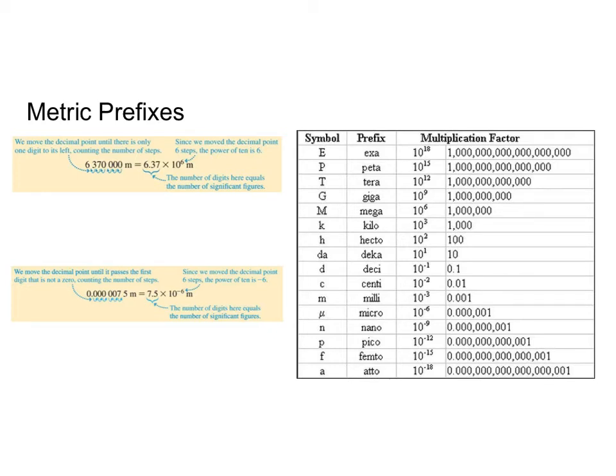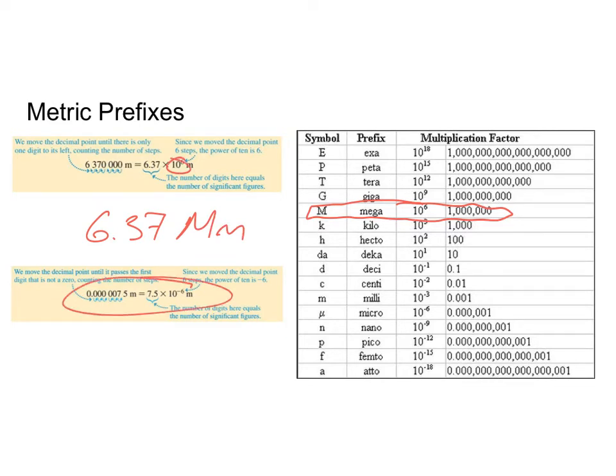6.37 times 10 to the 6 meters. Well, that's simple. If I go to my table, and this table is provided on your AP Physics 1 formula sheet, it's not expected to be memorized, but most of you probably have that already. That's 6.37 megameters. 6.37 times 10 to the 6th. And here we have times 10 to the negative 6th. So negative 6th, that's micro. So that's 7.5 micrometers. So just a way easier way of writing stuff down than this right here.